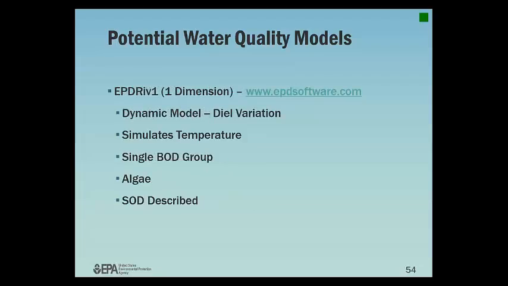The first one-dimensional time variable model that would be very applicable to doing DO analysis in the aquatic environment is EPD RIB1. It is a one-dimensional hydrodynamic and water quality model. It has the ability to model diel variations. It simulates temperature. It can do a single BOD group. It also has a component for doing NBOD if needed. It can simulate production and respiration of dissolved oxygen from algae, and you can also describe SOD to the model. It's a very good dynamic model, and it's available from the website listed.